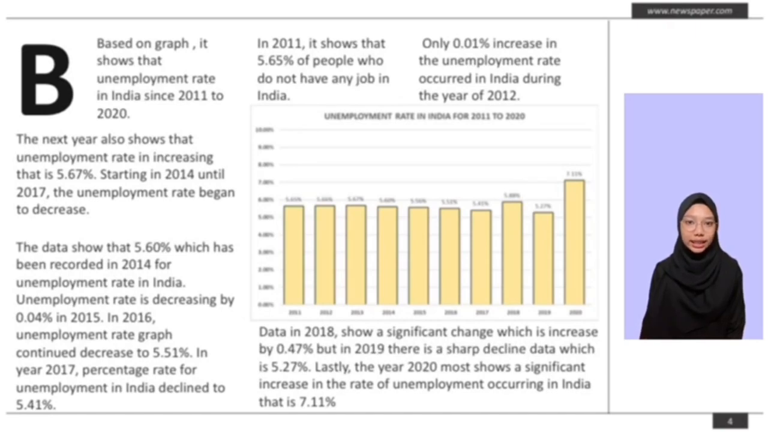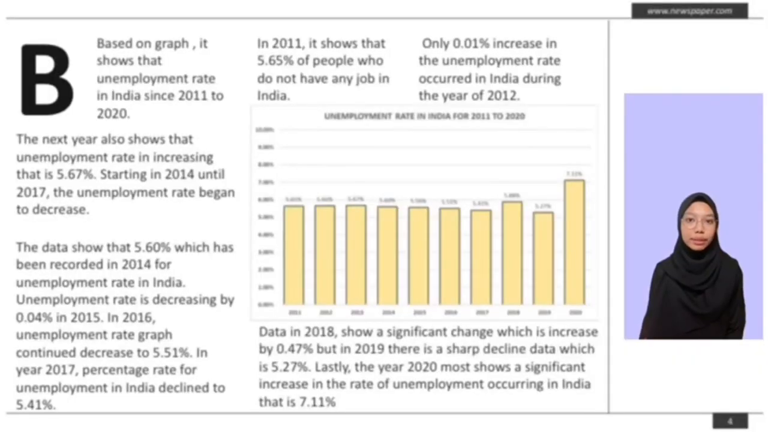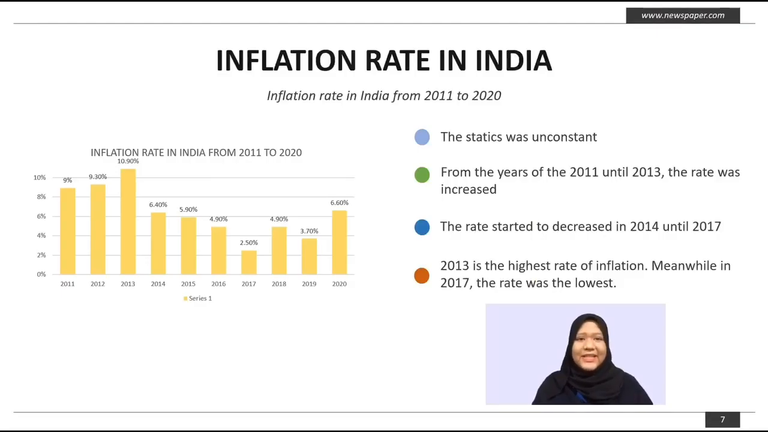Data in 2018 show a significant change, which increased by 0.47%, but in 2019 there is a sharp decline, which is 5.27%. Lastly, the year 2020 shows a significant increase in the rate of unemployment occurring in India, that is 7.11%. Based on the diagram above, it shows the inflation rate in India from 2011 to 2020.